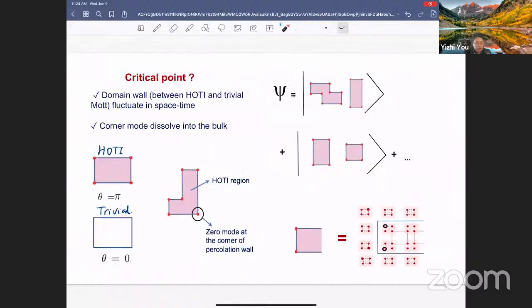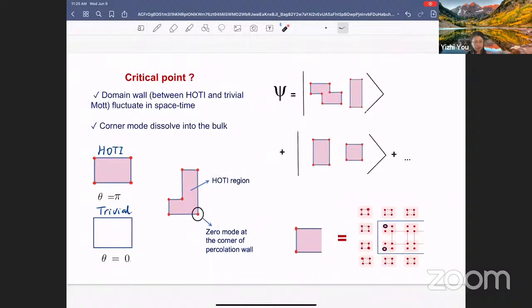Okay, and now let's have another pictorial way to understand this quantum critical point. When the plaquette interaction is large, we have a higher order topological insulator where all of the spins form the plaquette entangled pattern. When the intra-site XY interaction is large enough, then we have a trivial phase where all of the spins are entangled within each unit cell. So this is something like the intra-site singlet. And when these two interactions are comparable, then these two patterns could percolate in space.